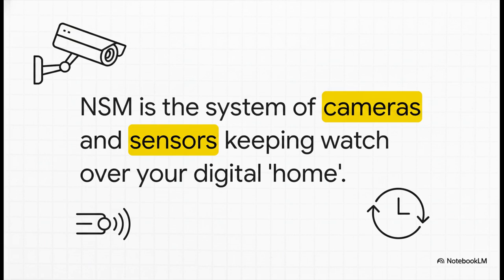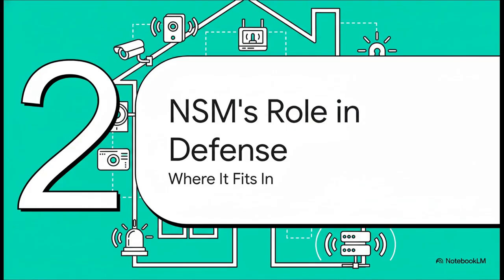But let's bring that back to our home analogy. What does this really mean? Well, NSM isn't the locks on your doors or the bars on your windows. Nope. It's the system of cameras and motion sensors you set up around your house to watch everything that happens 24/7. It's not about prevention. It's all about visibility.